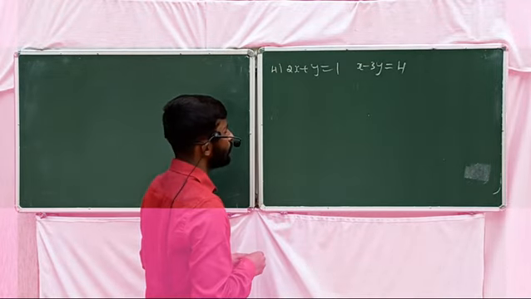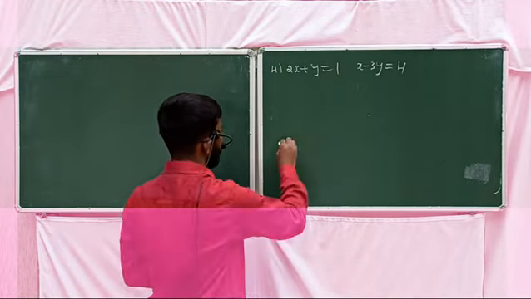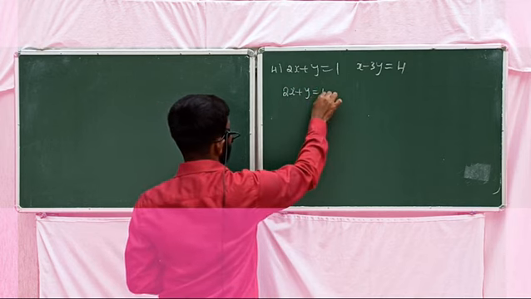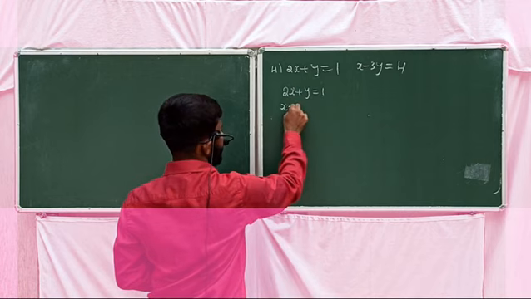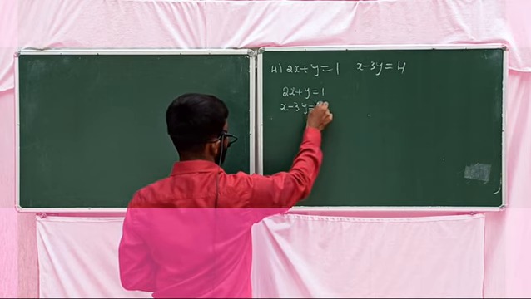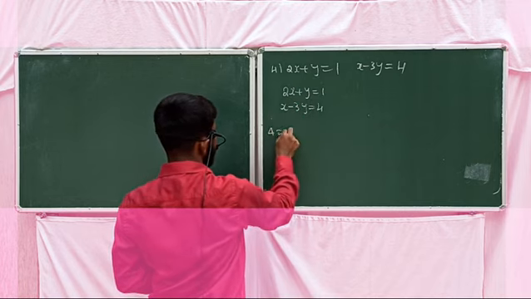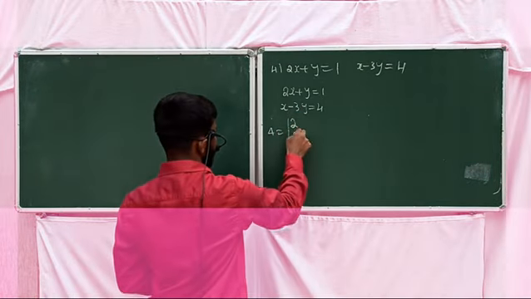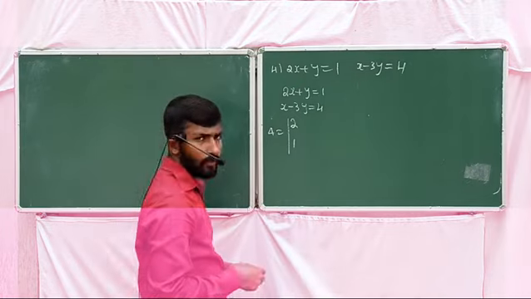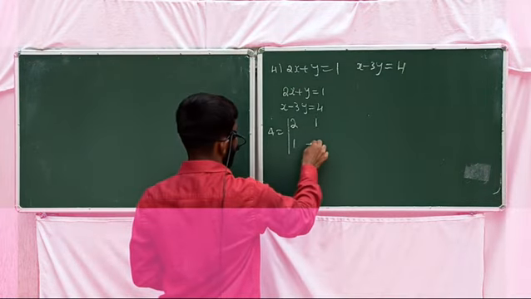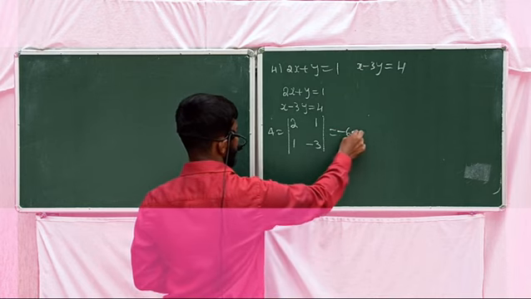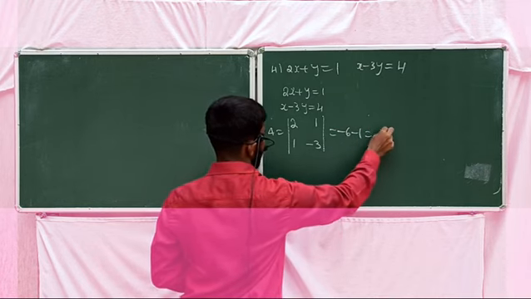2x plus y equal to 1, x minus 3y equal to 4. First linear equation is 2x plus y equal to 1. Second linear equation is x minus 3y equal to 4. First delta value, in the column 1 write coefficients of x 2 and 1. Column 2 write the coefficient of y 1 and minus 3. Find the determinant value minus 6 minus 1. It's equal to minus 7.